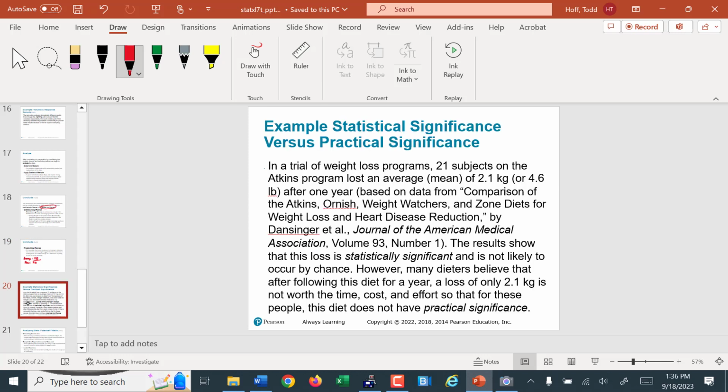One of the examples used in the book that we'll use here is weight loss programs. 21 subjects on an Atkins program lost an average of 2.1 kilograms or 4.6 pounds in 1 year. That doesn't sound like a lot in a year, but compared to the control group, which was not on any specialized diet, that was a significant weight loss. The control group showed no weight loss or very little weight loss, so that 4.6 pounds was a significant difference. However, people that are looking to go on a diet, if you tell someone you could lose 4.6 pounds in a year, most of them are going to say that is just not enough weight loss to make it worth the effort to go on that specialized diet.